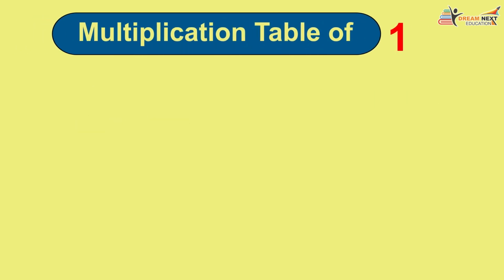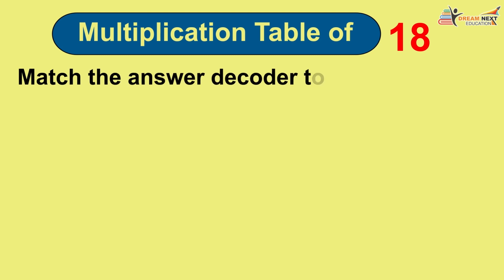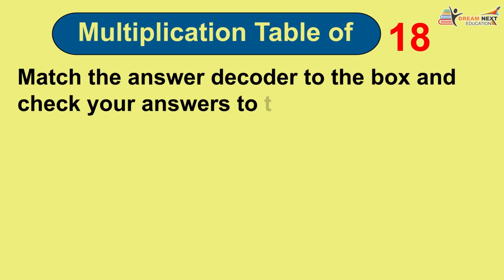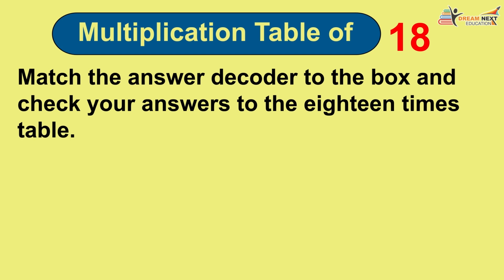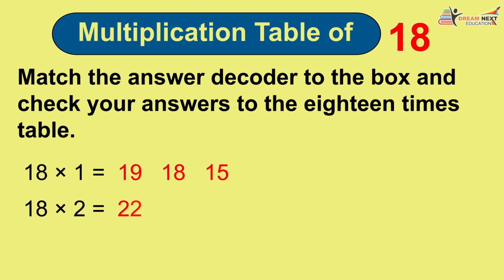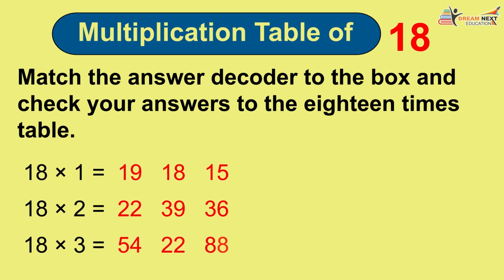Multiplication table of 18. Match the answer decoder to the box and check your answer to the 18 times table. 18 into 1 is equal to 19, 18, 15. 18. 18 into 2 is equal to 22, 39, 36. 36. 18 into 3 is equal to 54, 22, 88.